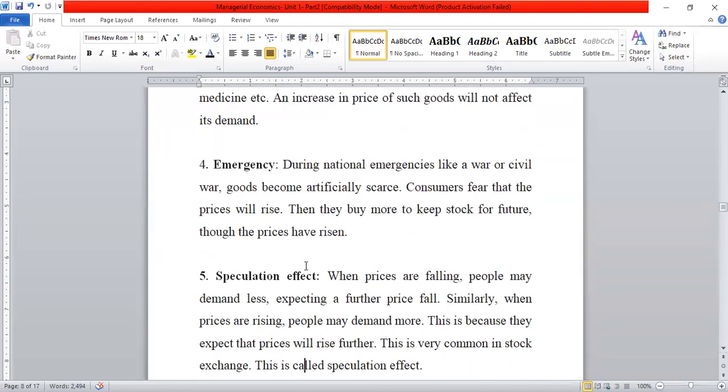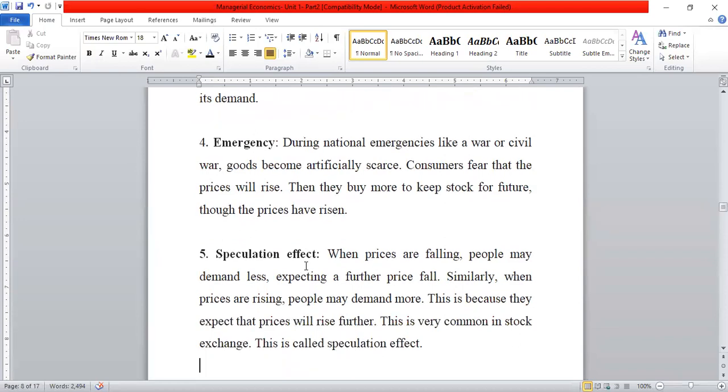And the speculation effect. When prices are falling, people may demand less, expecting a further fall in price. Similarly, when prices of some products are rising, people also expect that in the coming future they will keep increasing. So that is called the speculation effect. In such cases, due to the fear of rising prices in the future, people buy more and more of those products, because they expect that prices will rise further.